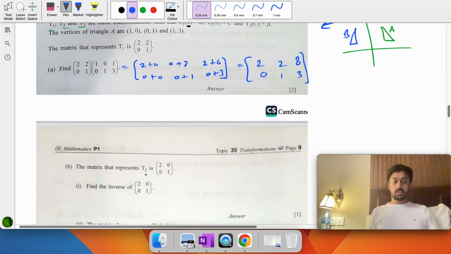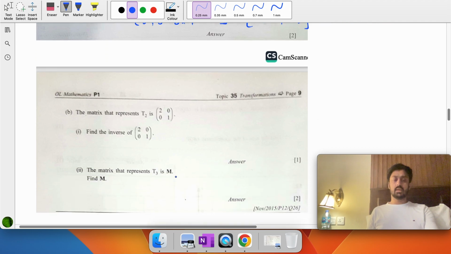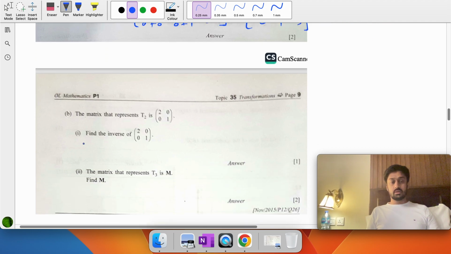The matrix that represents T2 is given. Find the inverse. Again, matrices knowledge. Determinant is 2 into 1 minus 0 into 0. So determinant is 2. So 1 over determinant into adjoint. Place change and sign change. So this is your inverse.